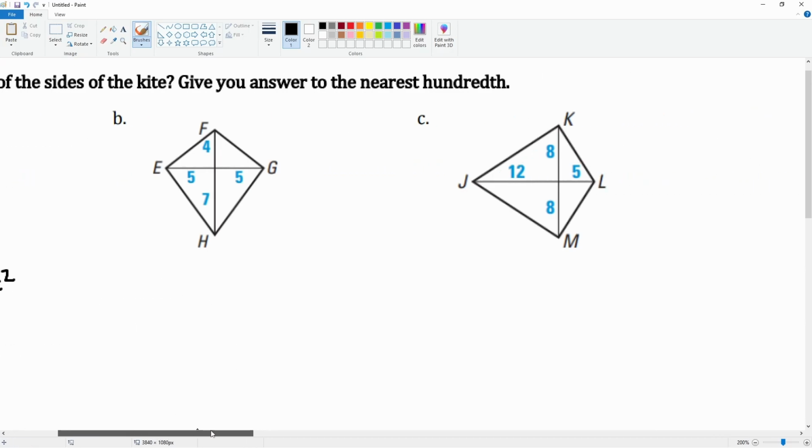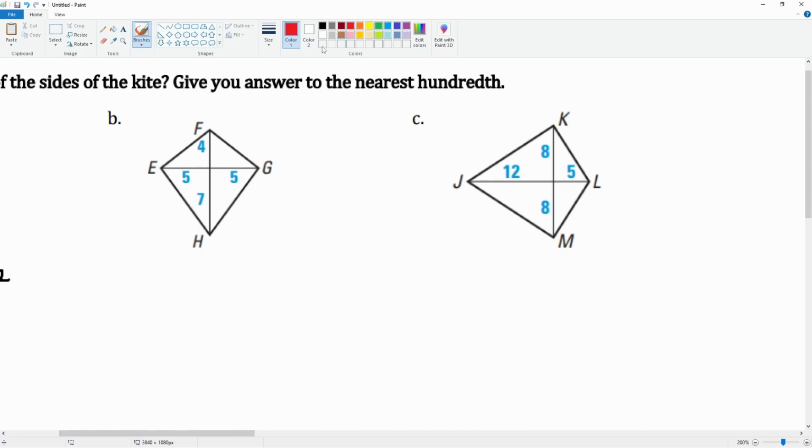All right. Same thing here. These are all right triangles. So let's see, 4, 5. So 4 squared plus 5 squared equals c squared. 16 plus 25 equals c squared. 16 plus 25, that is square root 41 equals c. So this is square root 41. This is also square root 41.